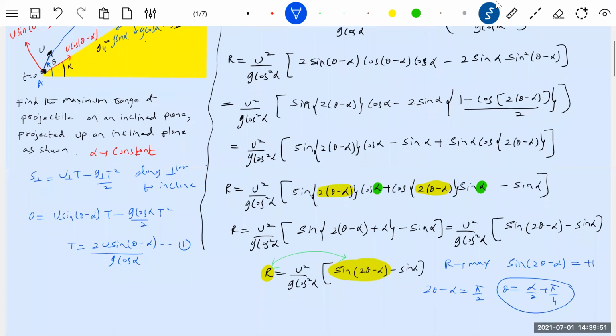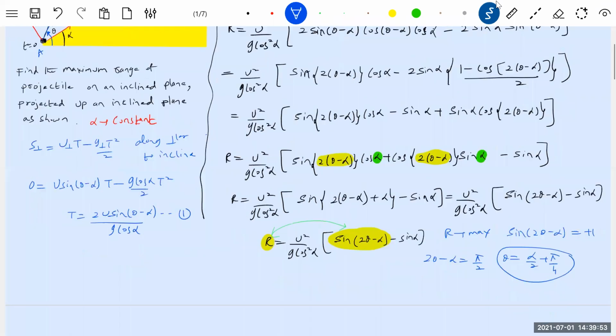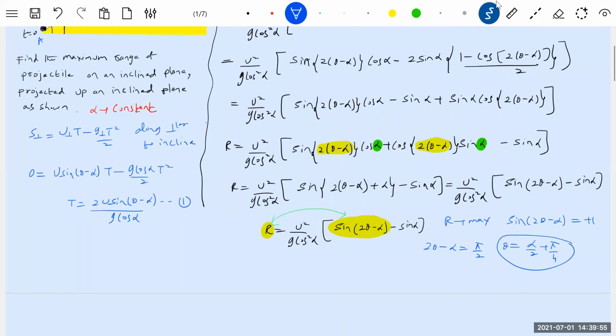Okay, let me substitute the value. R max is equal to, I don't have place, in the end I'll conclude here. R max is equal to u square by g cos square alpha, 1 minus sine alpha. Can we write anything here? Can I write cos square alpha as 1 minus sine square alpha?